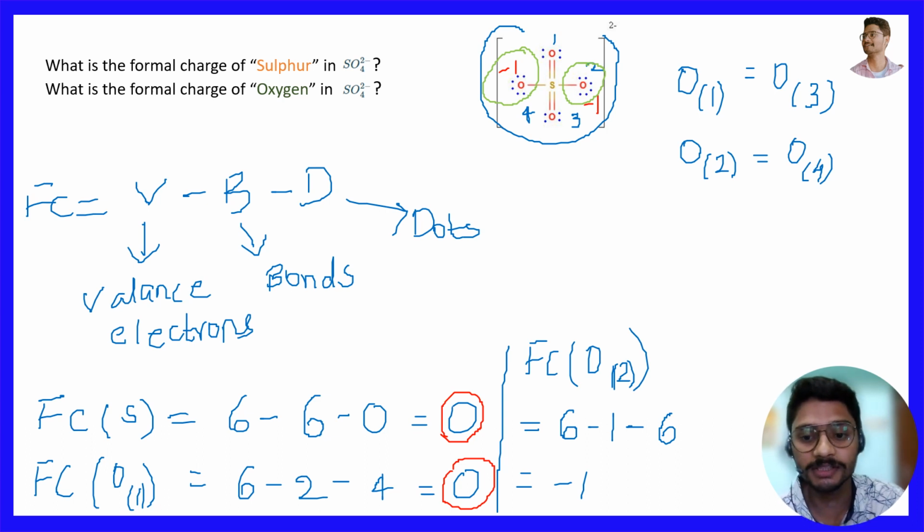So the total charge on this SO4 2 minus is 2 minus. So where is this 2 minus coming from? Here you would get the idea that the 2 minus is coming from minus 1 here and minus 1 here. This is contributing, so the total charge on the SO4 ion is 2 minus.